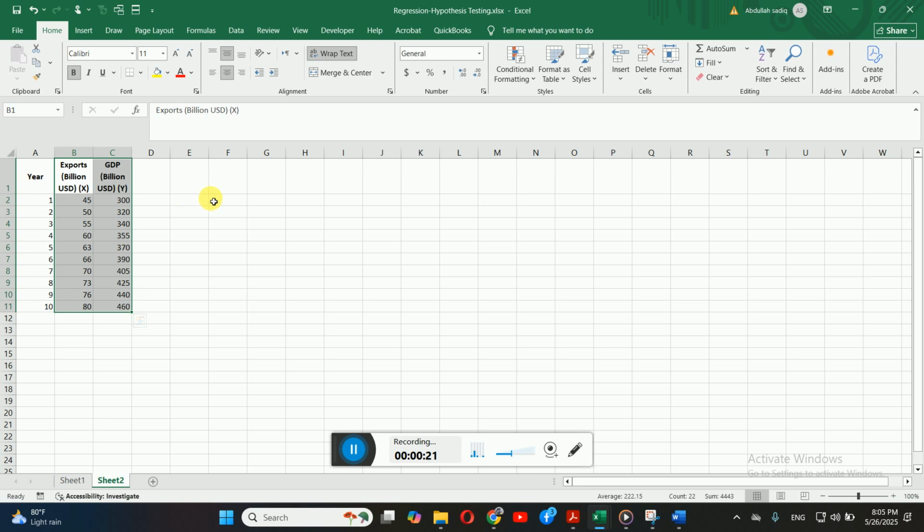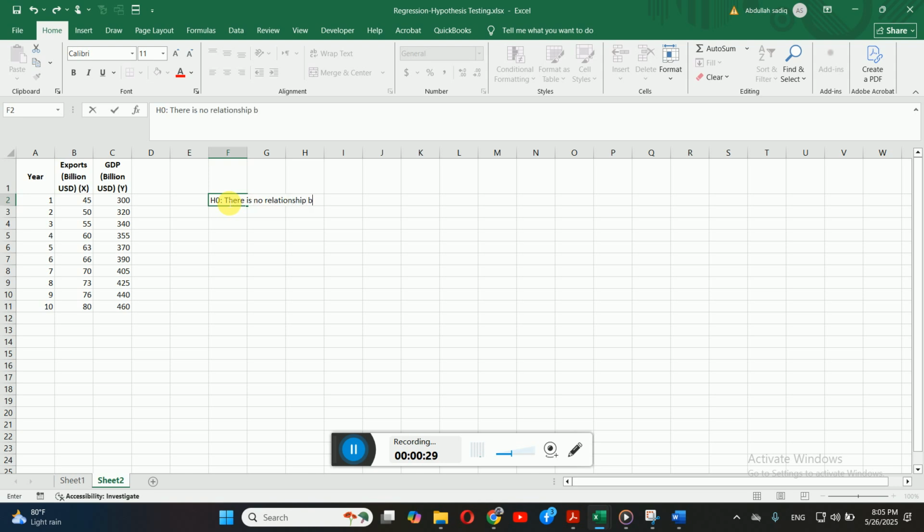So first, dear students, you should have your null hypothesis, and that is our H naught. I state that there is no relationship between exports and GDP. And our alternative hypothesis, H1, is that there is a positive relationship between exports and GDP, dear students. The first one we call the null hypothesis, and this is our alternative hypothesis.